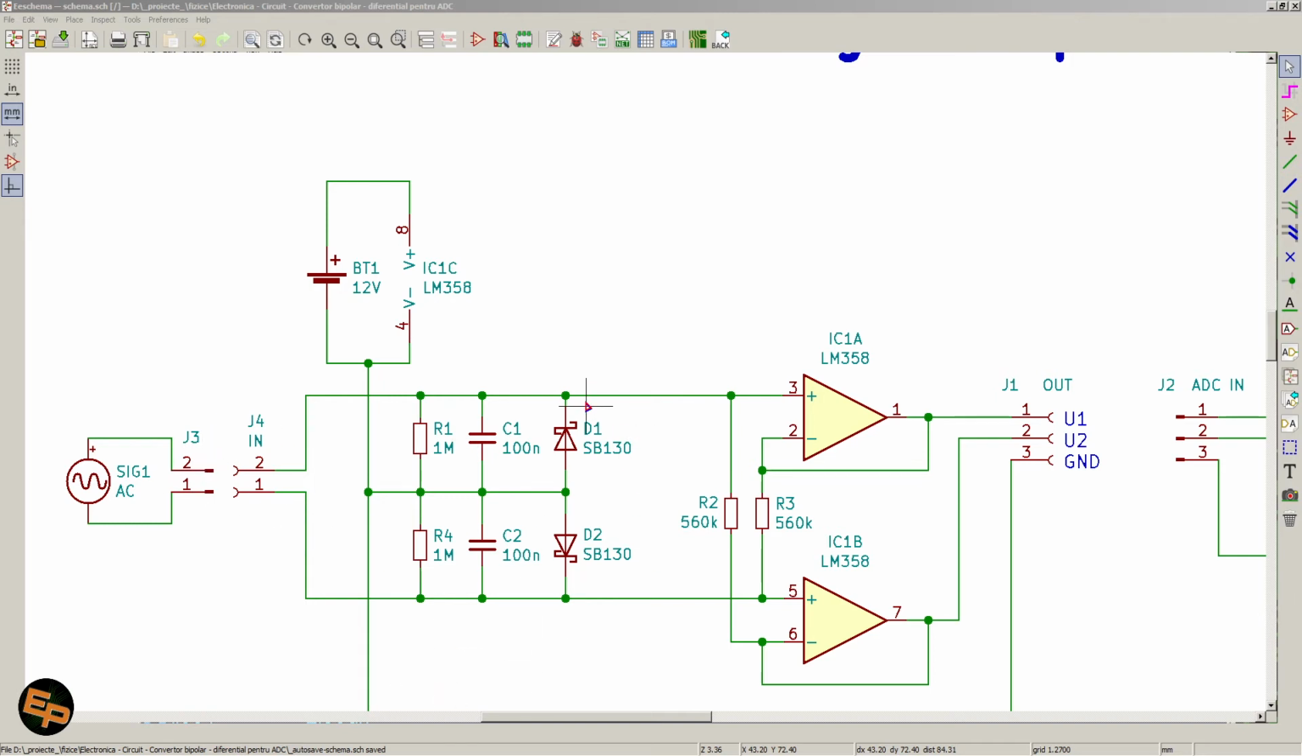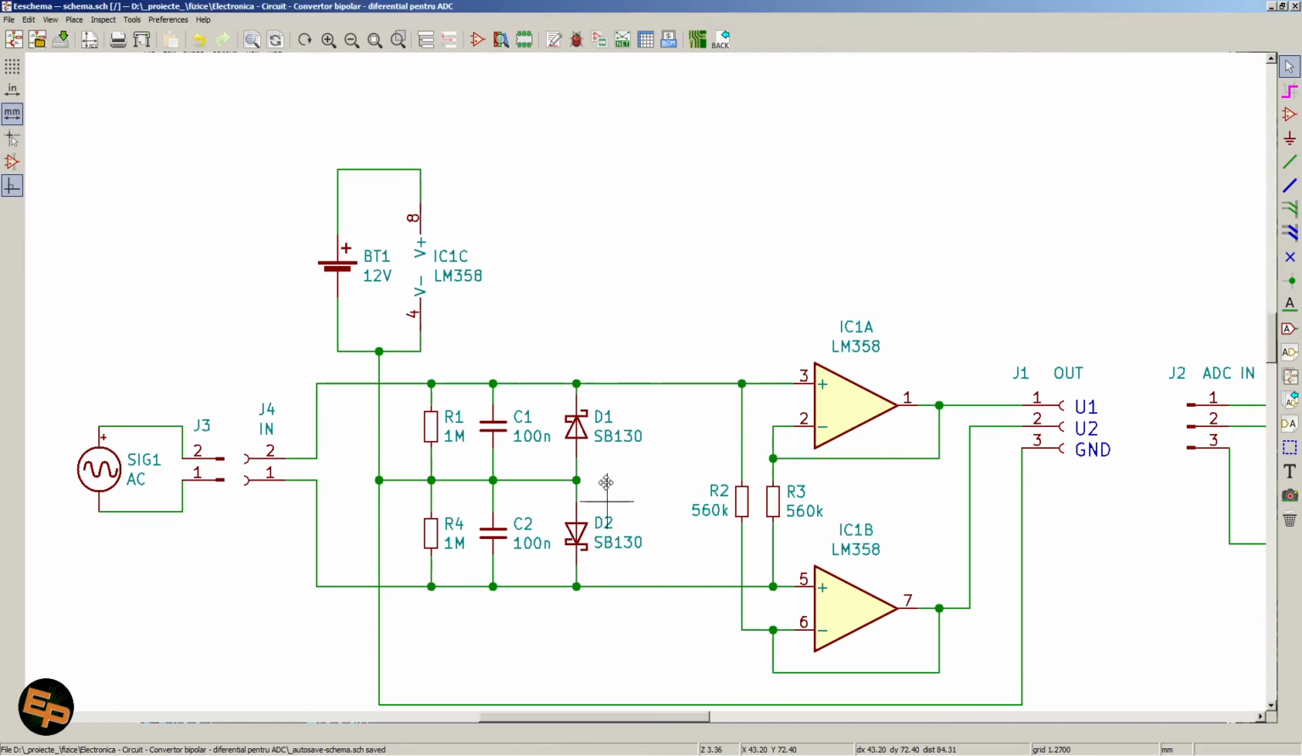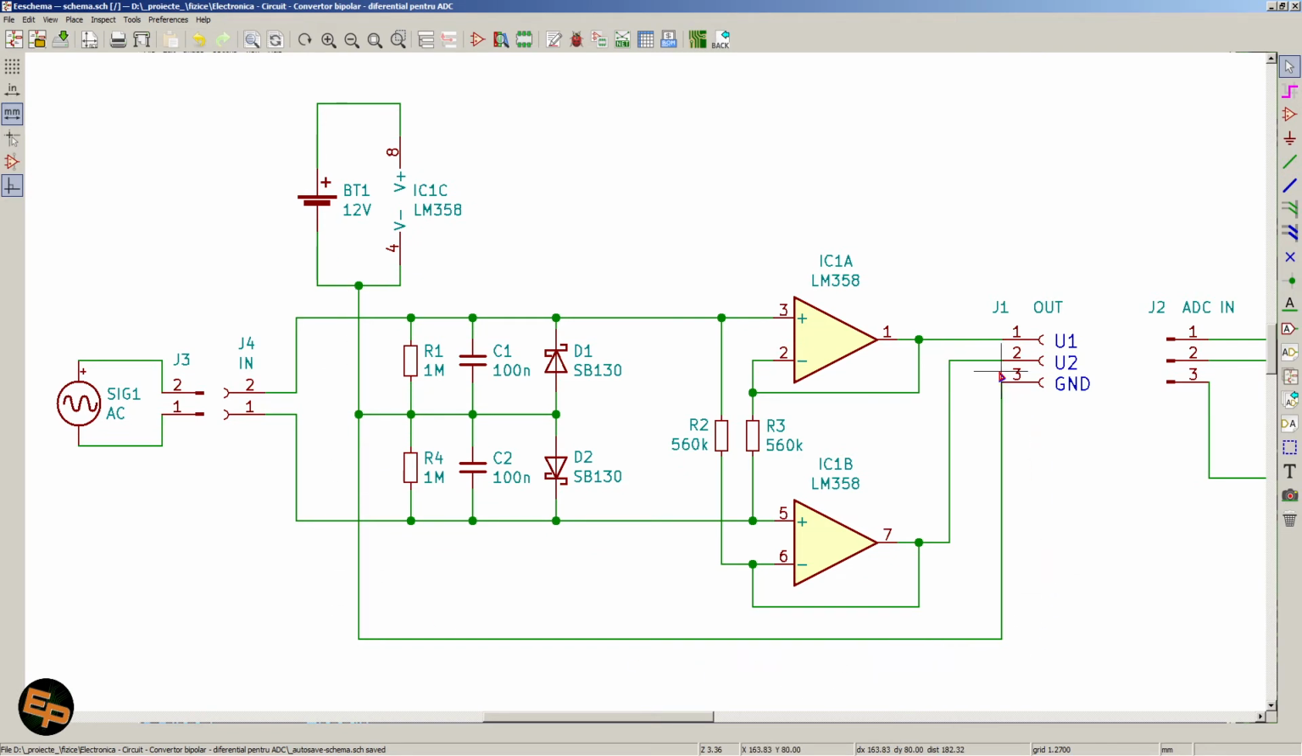Okay, I have put these clamping Schottky diodes with the cathode to each input and the anode tied together to this middle point. Okay, this middle point of the voltage divider gets connected to the negative wire of the supply voltage for these op amps. Okay, and this will also be the ground for the output voltages.